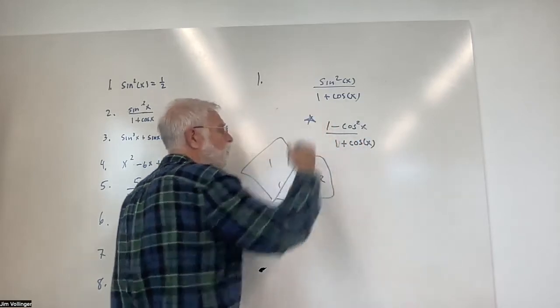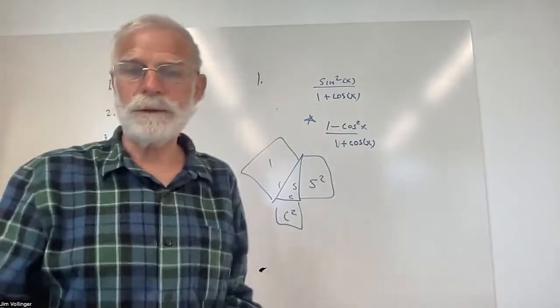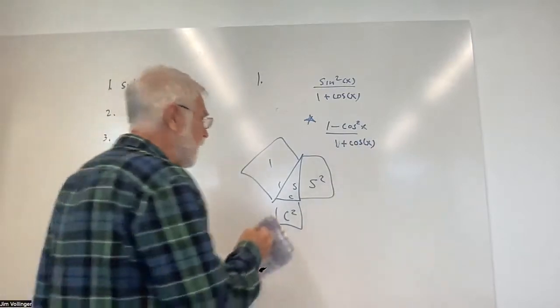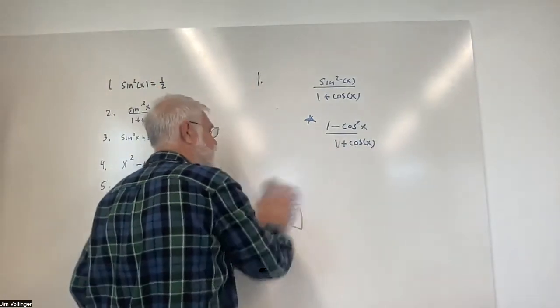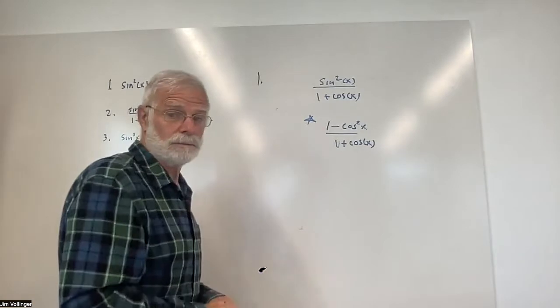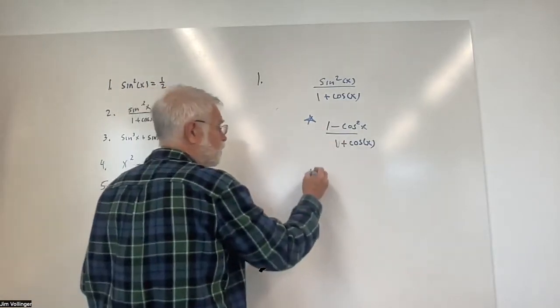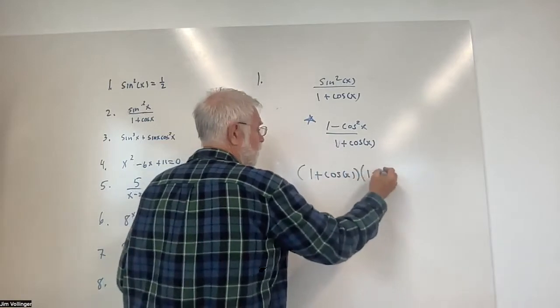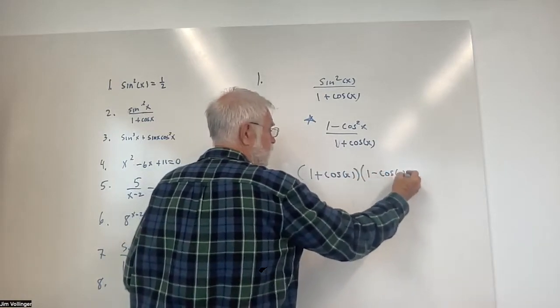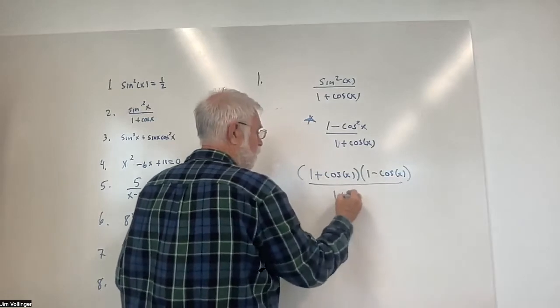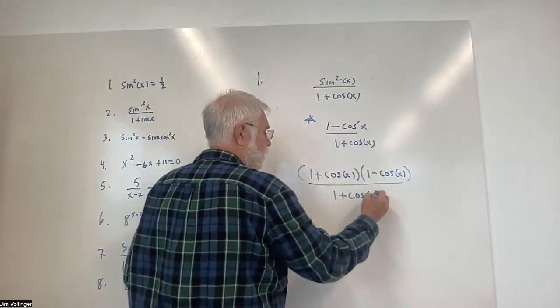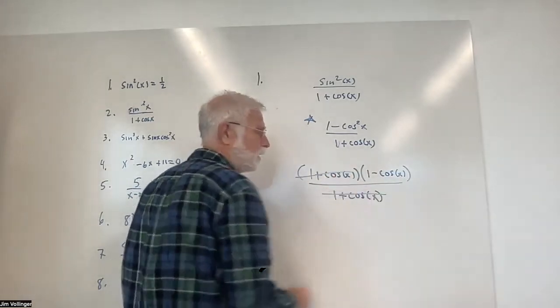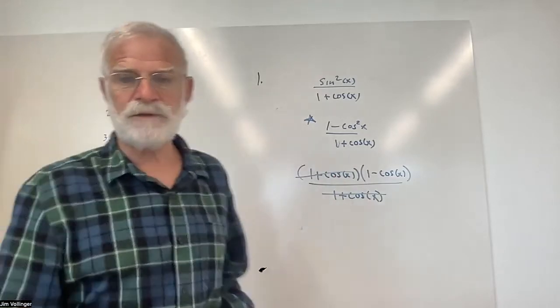A few people got here and didn't know what to do with it. Once again, not enough hours of practice factoring 2 years ago. 1 minus cosine squared x is 1 plus cosine x times 1 minus cosine x, just a difference of 2 squares, over 1 plus cosine x. And hopefully, bumpity, bumpity, you can now see what that simplified to.